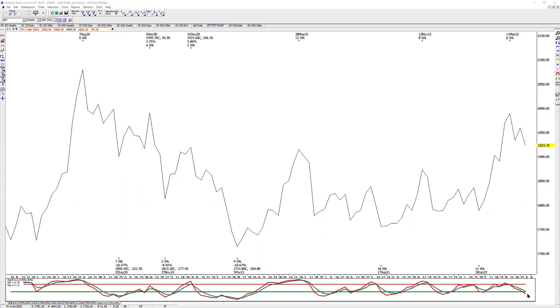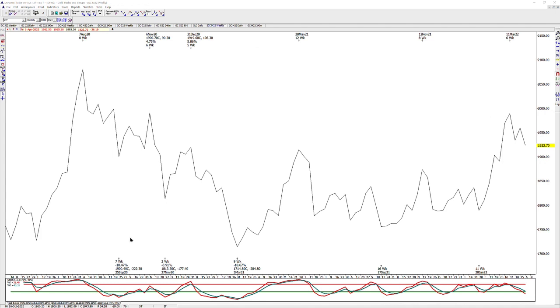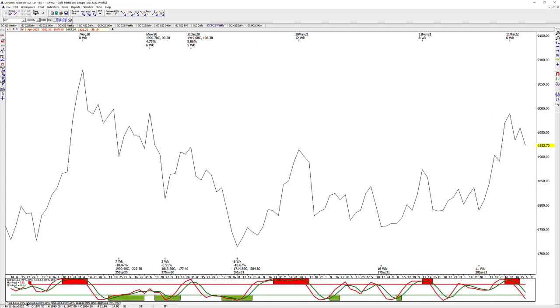warning us that we're probably within a week or two or three of completing a weekly low, weekly momentum low, which in this case would probably complete a corrective low. Now, it really could happen at any time now, since at least the fast line's oversold. So we're on alert to identify if the market's in a position to complete a correction.